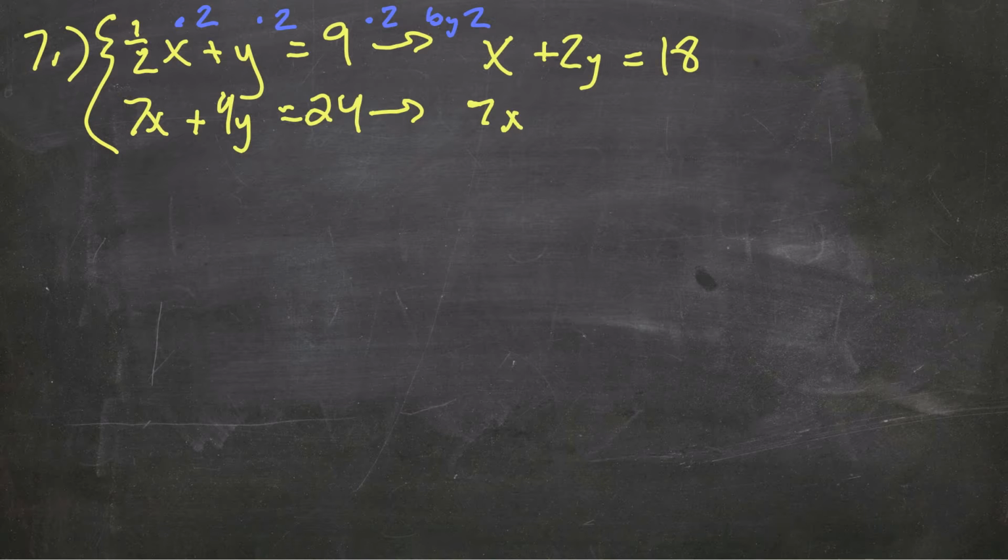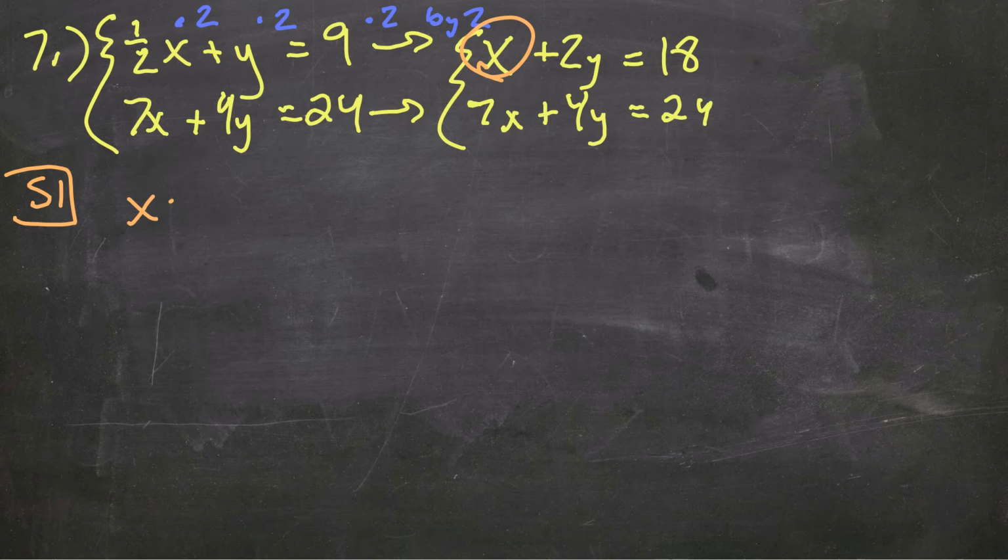So my new system of equations is x plus 2y equals 18 and 7x plus 4y equals 24. When we get into elimination, we'll use something like that a lot more often, where we multiply by a number to make something we want show up. So now I circle the x. So step 1, I have x plus 2y equals 18. I subtract 2y from both sides. I get x equals 18 minus 2y.